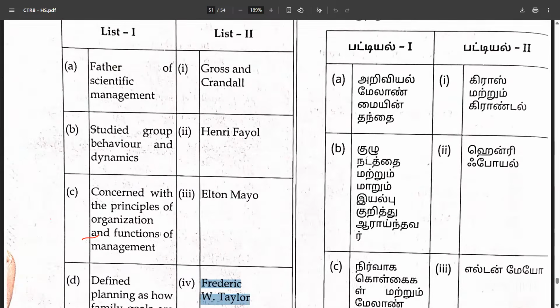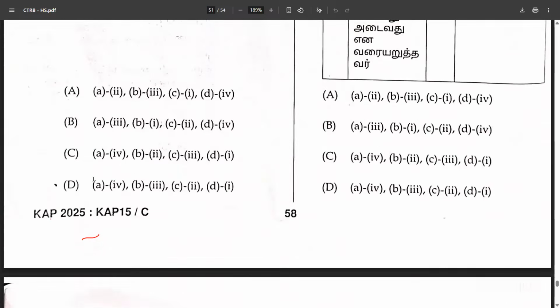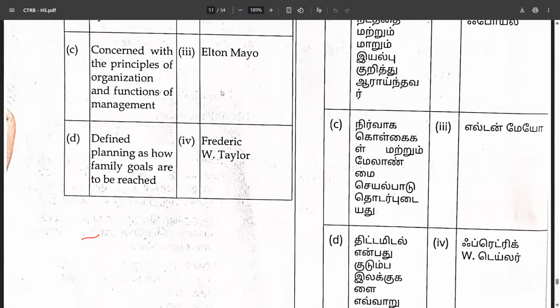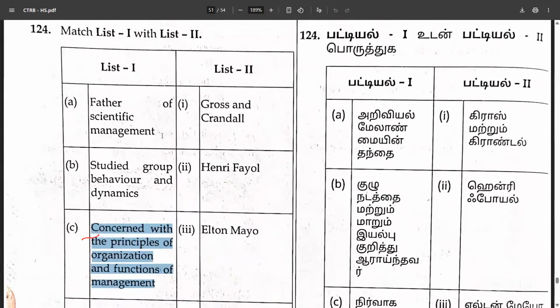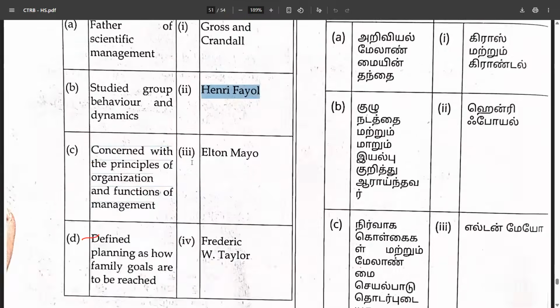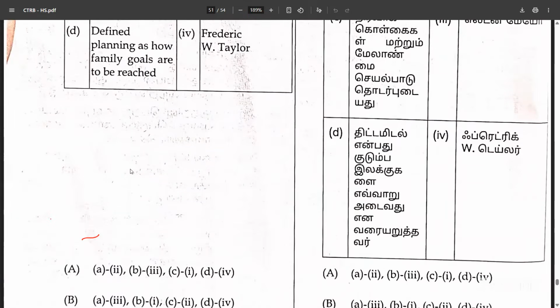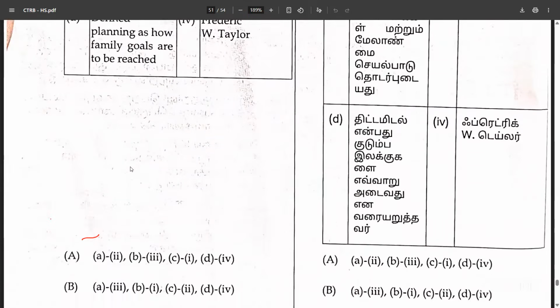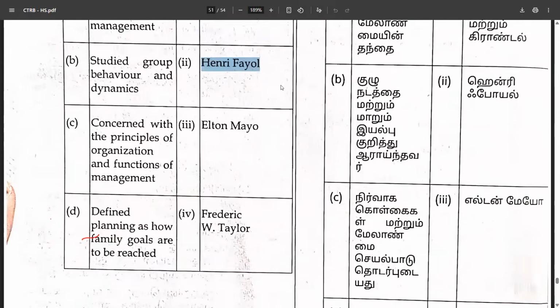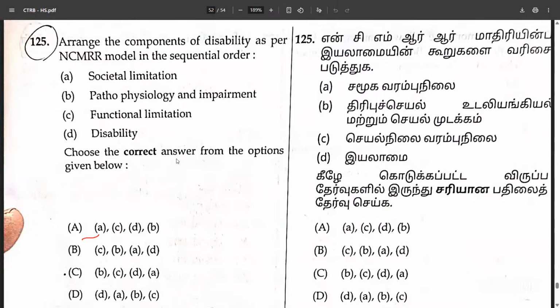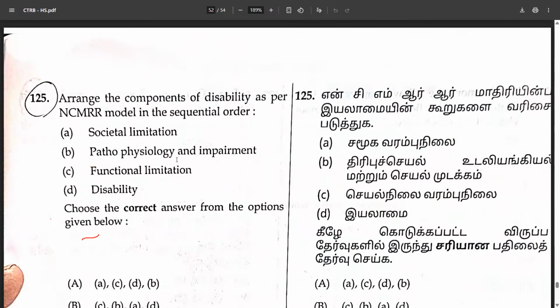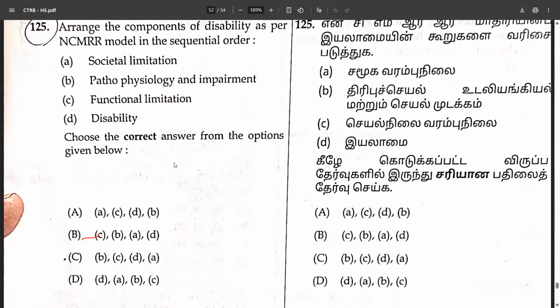It is Frederick W. Taylor. Then we have studied group behavior dynamics, which will be matched with Mayo. Then concerned with the principle of organization and fundamental principle, that will be Fayol. Then at the end, defining planning as how family goals are reached, it will be matched with Koontz and O'Donnell.